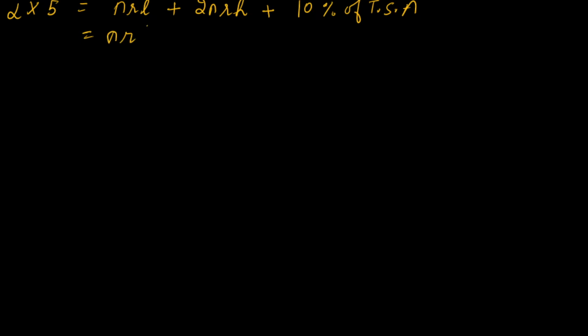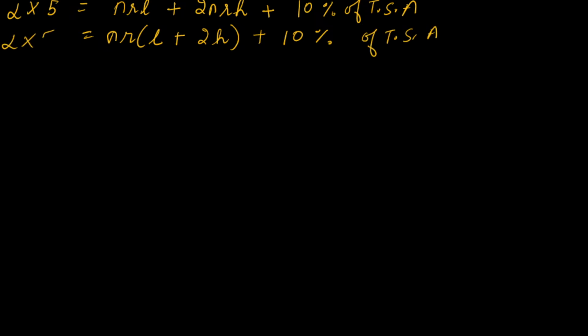So I'll rewrite here. L into 5 is equal to pi r L plus 2 pi r H plus this 10%. Pi r we can take common. See, if we take common, it will be easy. Pi and r I am taking common, so it will be L plus 2H plus 10% of total surface area.